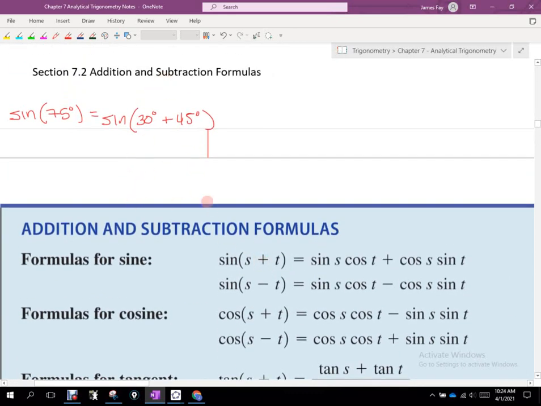Right now, this 30 is ultimately that S right there. And this T is our 45. Okay? Some textbooks use alpha and beta. Some use A and B. This one, for whatever reason, uses S and T. Pretty sure they're using T because of the distance on the unit circle and the circumference that we've talked about in the past. But now all I have to do is apply this side of the formula.